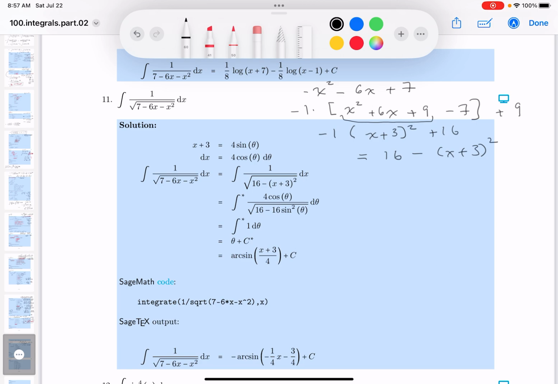Again, for a lot of students, that looks like magic. What I suggest, if you think it's magic, just multiply it out, see if it's true. So it's 16. What's x plus 3 squared? It's x squared plus 6x plus 9. What do you get there? Well, 16 minus 9 is 7. Then you get -6x minus x squared. Is that what you expected to see? That's what you expected to see.